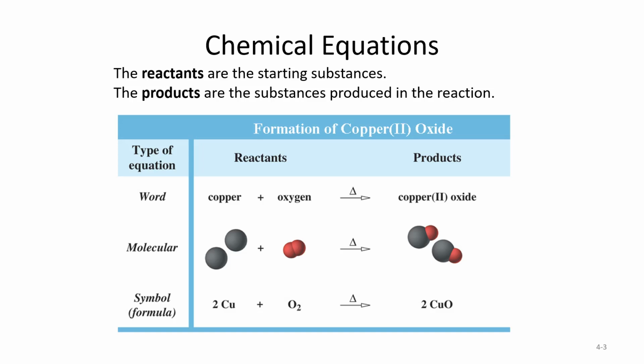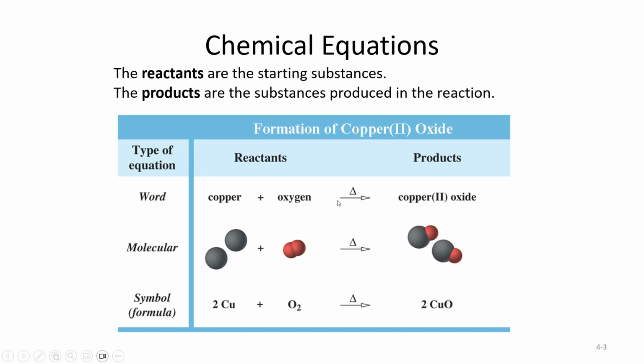Here's another chemical equation. So again, the reactants are what we start with, and we write the reactants on the left side. And then we put an arrow, and this time there's a little triangle over that arrow. The triangle means that heat was applied. Then we produce products. The products are written on the right-hand side, and that's what we end with after the reaction is complete. So copper plus oxygen yields copper(II) oxide.